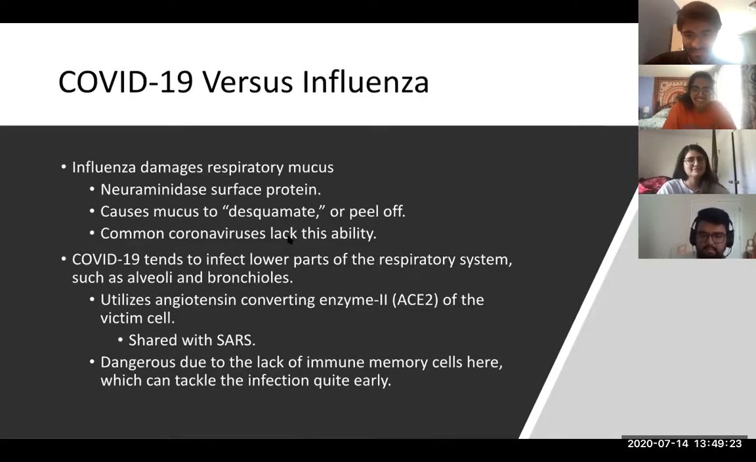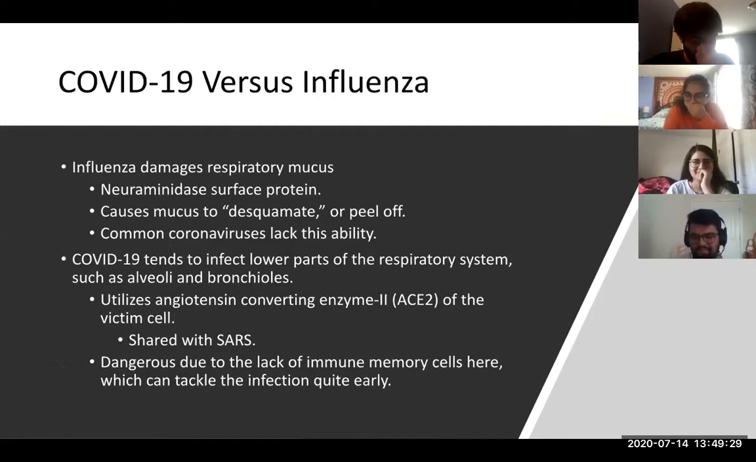it gets compared to the flu a lot. The flu involves a neuraminidase surface protein, which causes mucus to peel off, or desquamate. All coronaviruses lack this ability, and COVID is no exception. On the other hand, COVID utilizes ACE2, angiotensin converting enzyme 2, of the victim cell, and that's shared with SARS. I don't think it's shared with MERS, the Middle East respiratory syndrome.